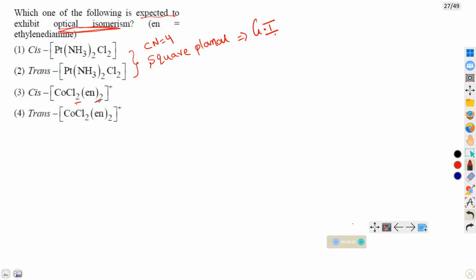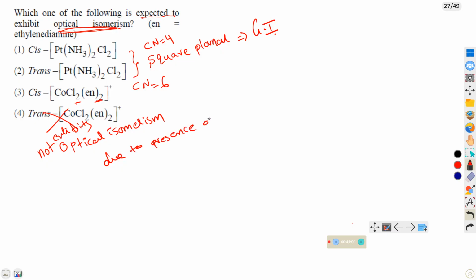Here coordination number is equal to 6 because en is a bidentate ligand. We know that trans compounds do not exhibit optical isomerism. Why? Due to presence of plane of symmetry. So based on that, correct option is third option.